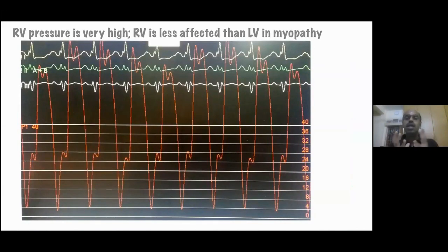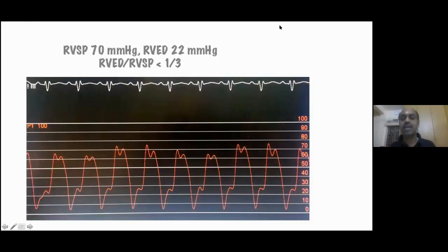Since restrictive cardiomyopathy is primarily a left ventricular pathology, the right ventricle is less affected, and so the right ventricle continues to pump effectively against the high LA pressure. So in spite of the LA pressure being high, there is a post-capillary pulmonary hypertension and RV pressure gets elevated higher and higher. RV EDP increases, but much more than the RV EDP, LV EDP is further elevated.